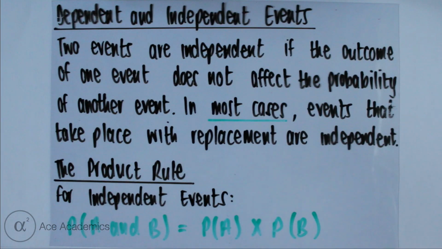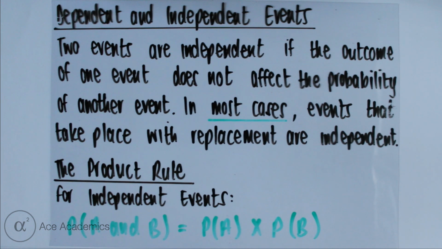0.33. Before we move on to our next rule, let's look at dependent and independent events. Two events are independent if the outcome of one event does not affect the probability of another event. Now, let me explain this using an example. If you're looking at selecting a jack from a pack of playing cards, the probability would simply be 4 over 52, as there are 4 jacks and a total of 52 cards.